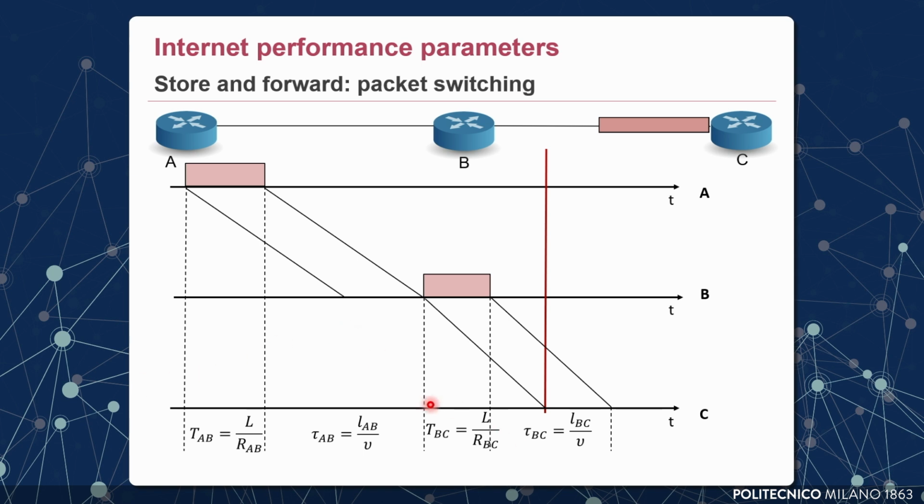Also here we define that we have TBC, which is the time taken by router B to transmit this message, and tau BC, which is the propagation delay which is needed to propagate this information in the link between B and C.